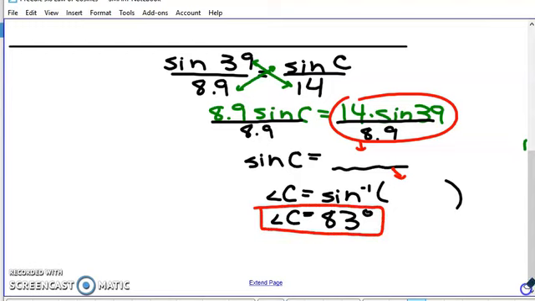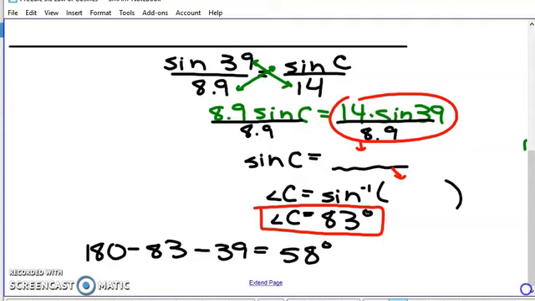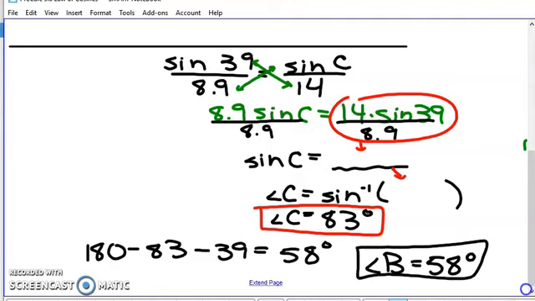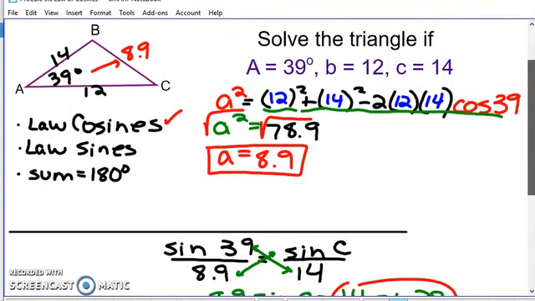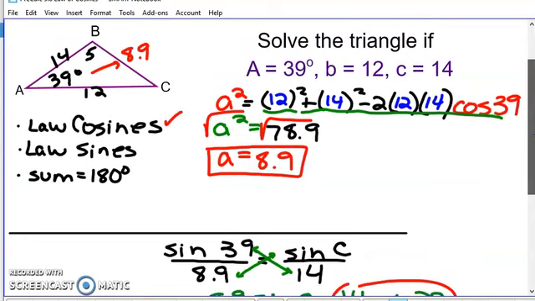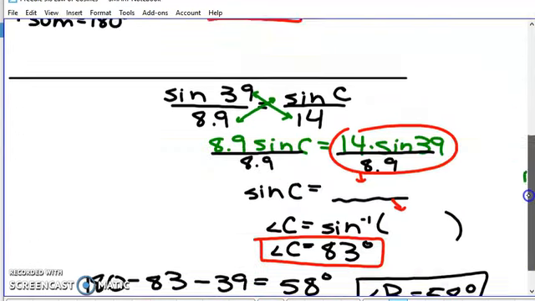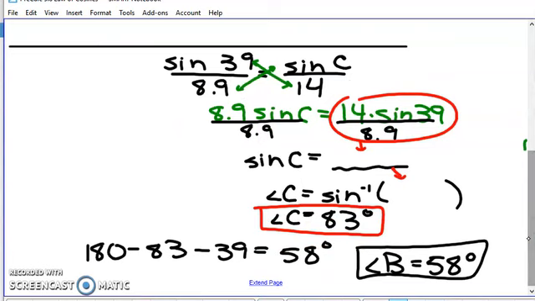Then for the last thing, you're just going to go 180 minus 83 minus 39, and you should have your last angle of 58. So angle B should be 58. Kind of a good thing to check is if you go back to the original, if this is 58, what did I say the other one was? Forgot already? 83.